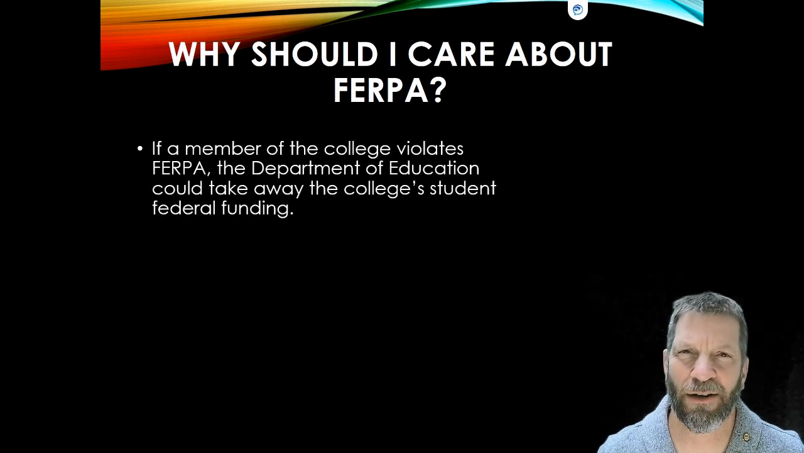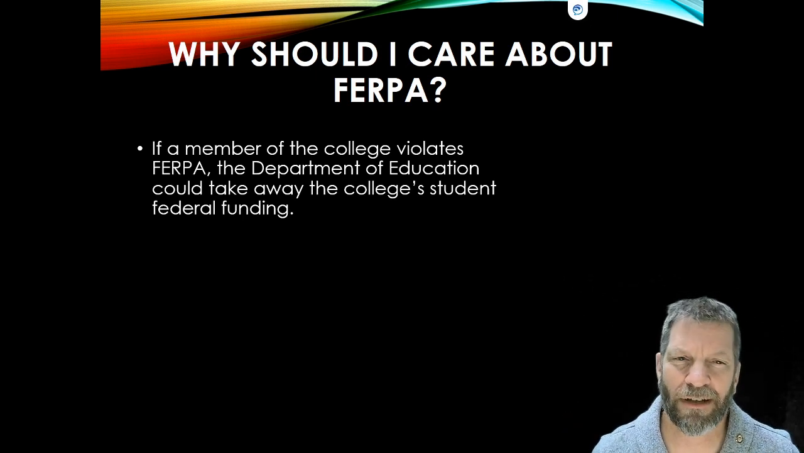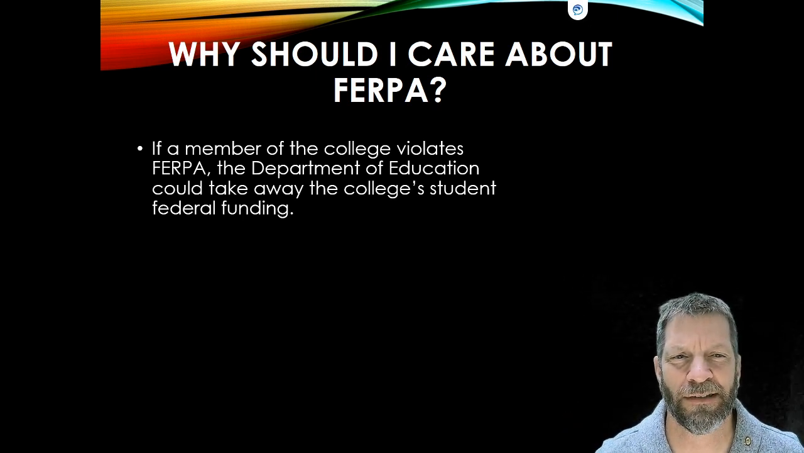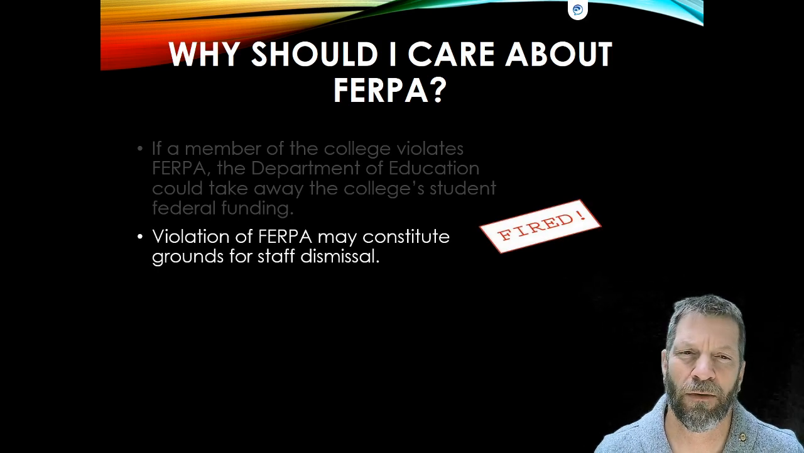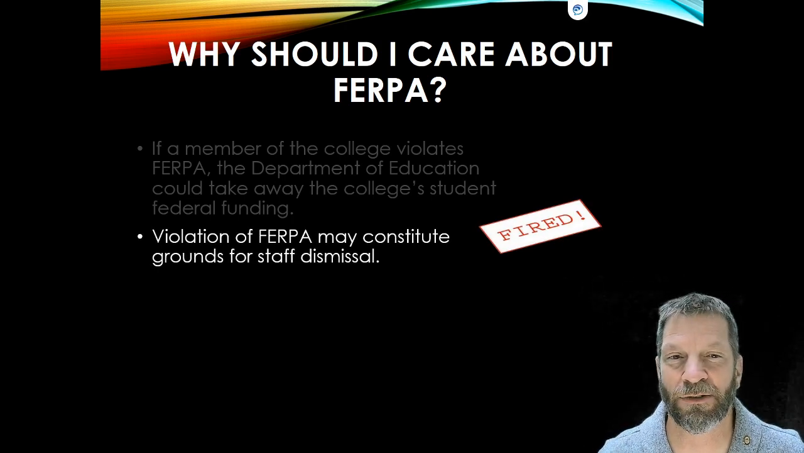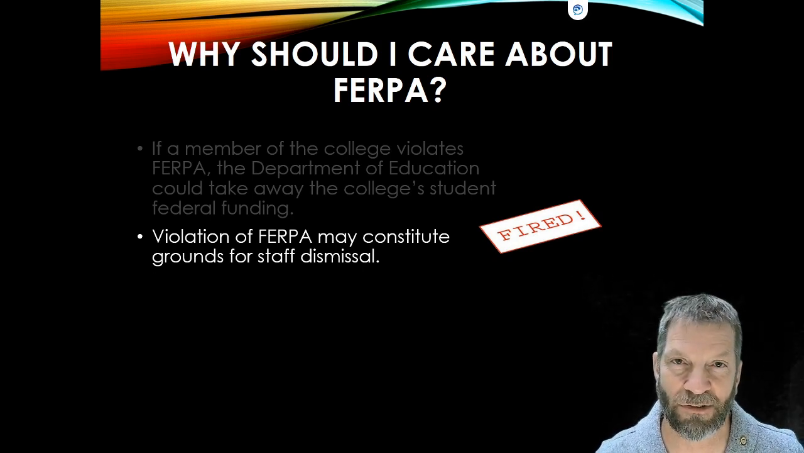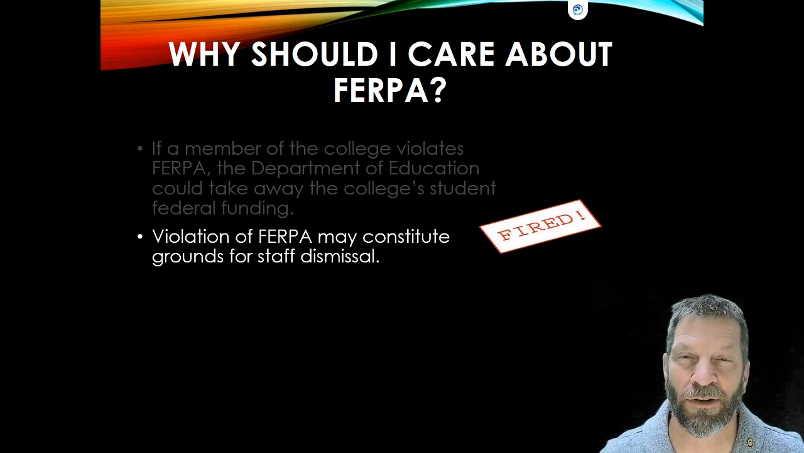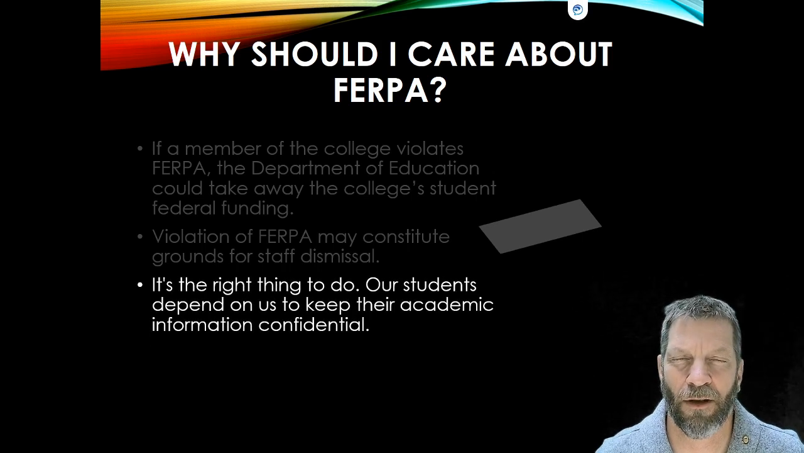So why should I care about Ferpa? Well, if a member of the college violates Ferpa, the Department of Education can take away the college's student federal funding, and we rely on that federal funding. Also, violation of Ferpa may constitute grounds for staff dismissal, and we'd hate to lose a valuable staff member because they released information that they weren't sure as to whether or not it was an educational record. Also, it's the right thing to do. Our students depend on us to keep their academic information confidential.